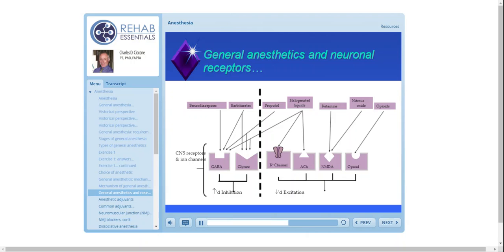So again, some of these receptors increase inhibition, shown to the left side of the diagram. Some of them decrease excitation. Those are shown to the right side of the diagram. So it's likely that these drugs, as you can see here, are affecting one or more of these channels to cause inhibition or decreased excitation throughout the central nervous system, and that's most likely why they cause an anesthetic effect.